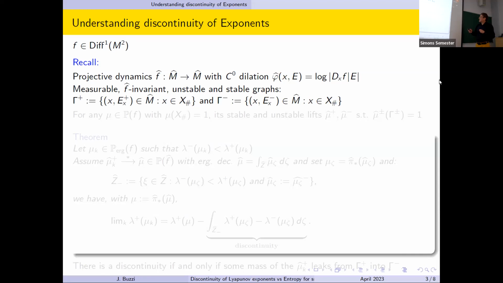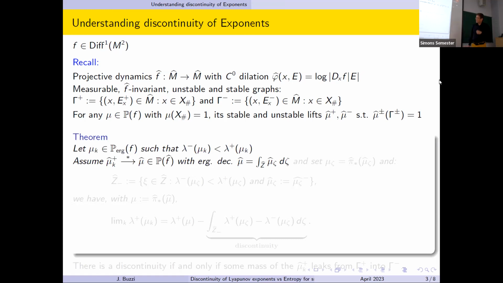We studied how you can lift an invariant measure for F to an invariant measure for F hat, for the projective extension. In particular, when you have a measure such that at almost every point you have two distinct Lyapunov exponents, so you have well-defined directions E plus and E minus, then we can define the stable and unstable lifts. The unstable lift is mu hat plus and the stable one mu hat minus, characterized by the fact that, for instance, mu hat plus lives on gamma plus. Any question about that?